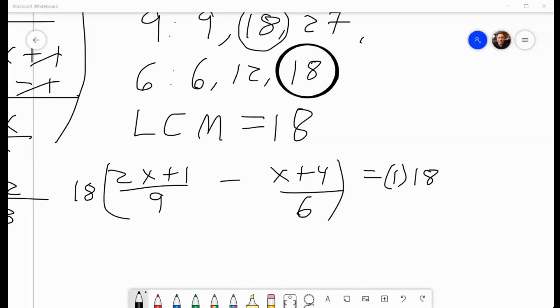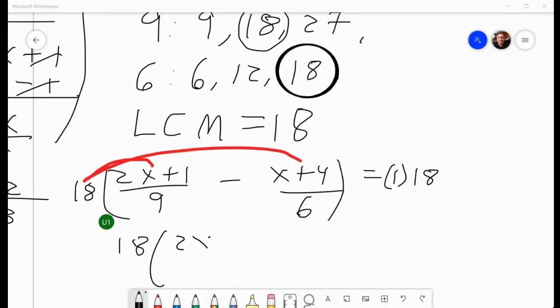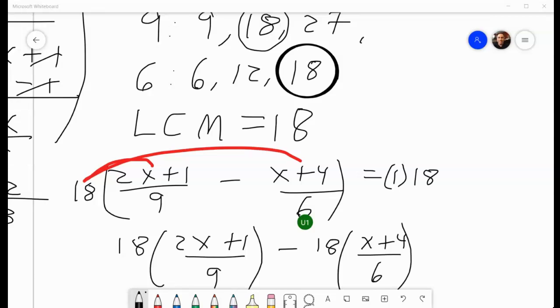Now here we have parentheses, so we distribute. Doing so, we're going to get 18 times (2x plus 1) over 9 minus 18 times (x plus 4) over 6 equals 18. Okay, so now just like before, there's going to be some cancellation, right? Basically, the denominators are going to go bye-bye. That's the whole point of this. And once you kill off those denominators, the rest is a lot easier. At least I think so.